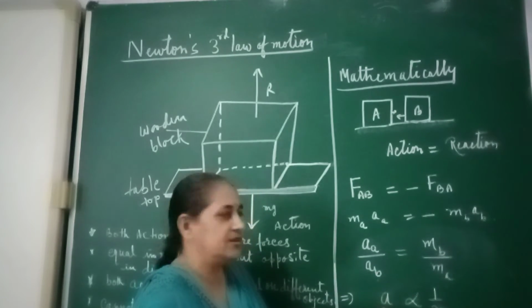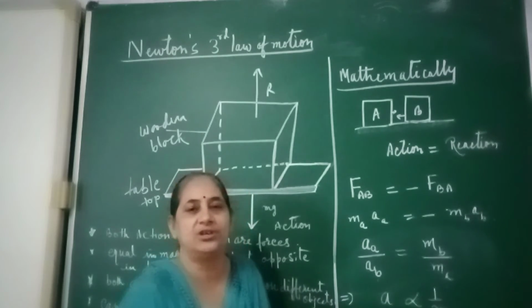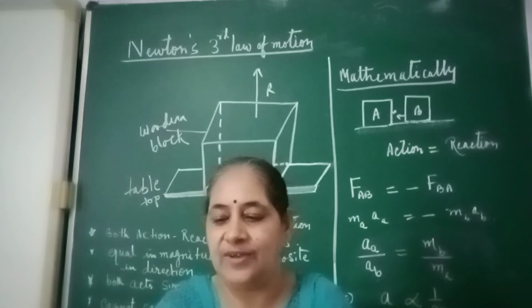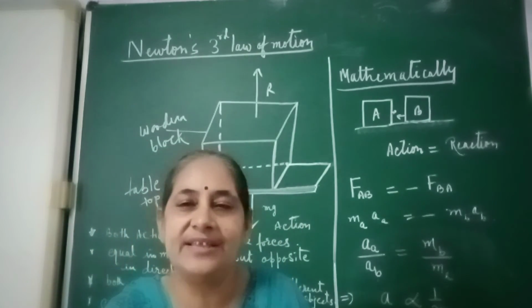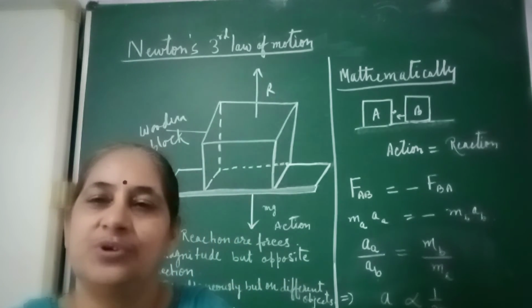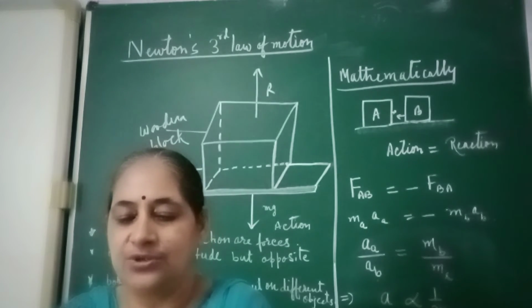So we can come to the conclusion that the acceleration produced in an object is inversely proportional to its mass. If more mass, less acceleration. If less mass, more acceleration. If the mass of the object is less, the acceleration produced in the object will be more. So this is all.